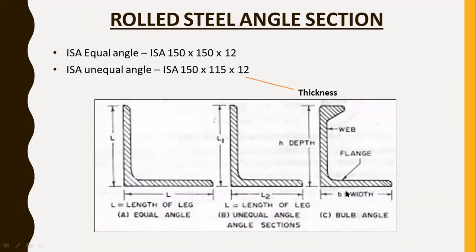Next is the rolled steel angle section. The angle section is identified as an L shape, right? So what is the meaning of ISA equal angles and ISA unequal angles?